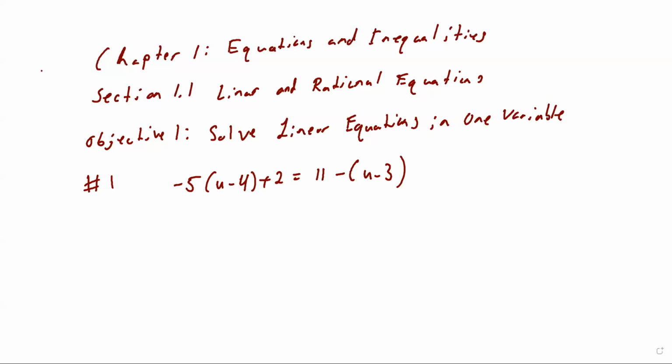Distribute. We got to get rid of parentheses. All right. So here, this is pretty straightforward. I can just take this -5, distribute it in. Do I distribute it to the 2 over here as well? No, only to things in the parentheses. Very good. -5 times u would be, very good. -5 times -4, very good. Plus 2.